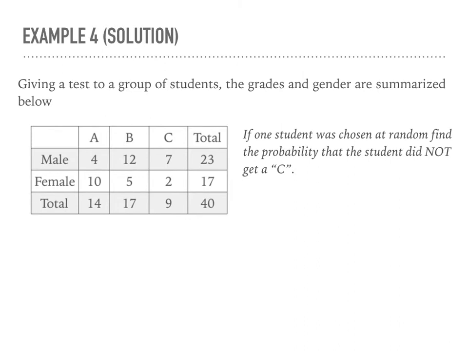Giving a test to a group of students, the grades and gender are summarized below. If one student was chosen at random, find the probability that the student did not get a C. Well, you could be using the complement rule on this one. So there are 9 that did get a C, so 1 minus 9 over 40 gives us 31 over 40.